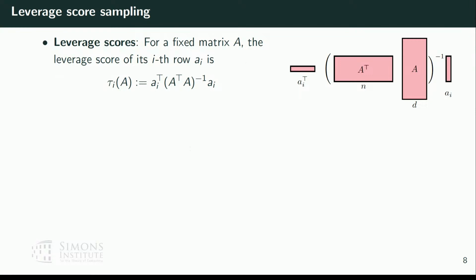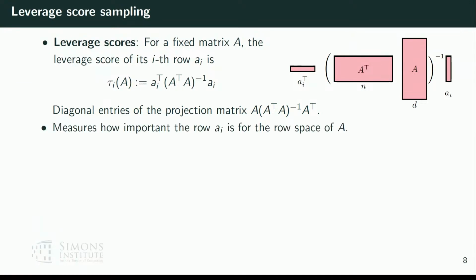So for a fixed matrix A, in this slide, I'm going to define leverage score sampling for a fixed matrix A. And on the next slide, I will say how to make it dynamic. For a fixed matrix A, let's call its ith row a_i. We can define a leverage score for its ith row by this equation: a_i transpose times this inverse times a_i. That's an illustration here. And it's also the diagonal entries of the projection matrix that's defined by A.